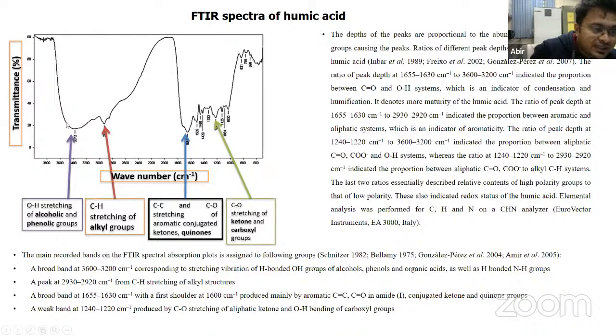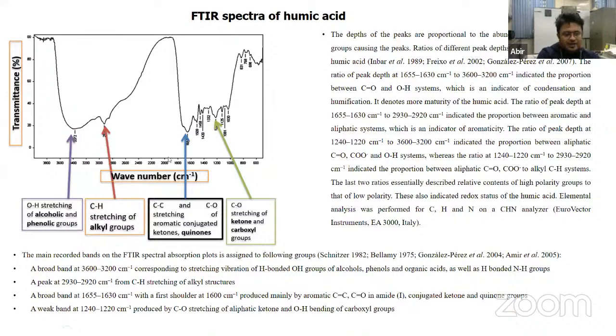Now this very peak here is due to OH stretching of alcoholic and phenolic groups. This here corresponds to CH stretching of alkyl groups. And this peak here actually corresponds to the CC and CO stretching of aromatic conjugated ketones and quinones. And this peak here is corresponding to CO stretching of ketone and carboxyl groups. So what we can say from there is how many of these groups our humic acid is having, right?